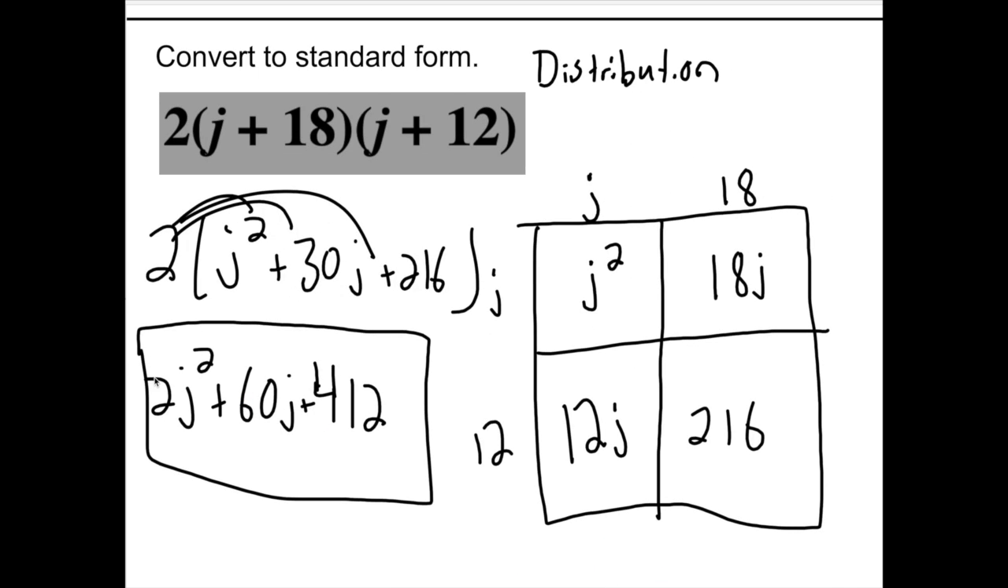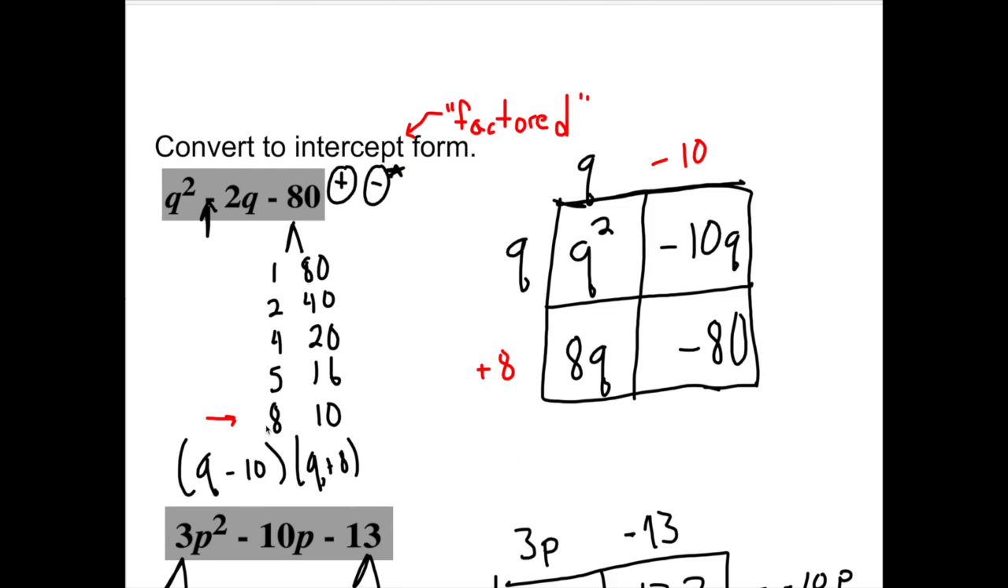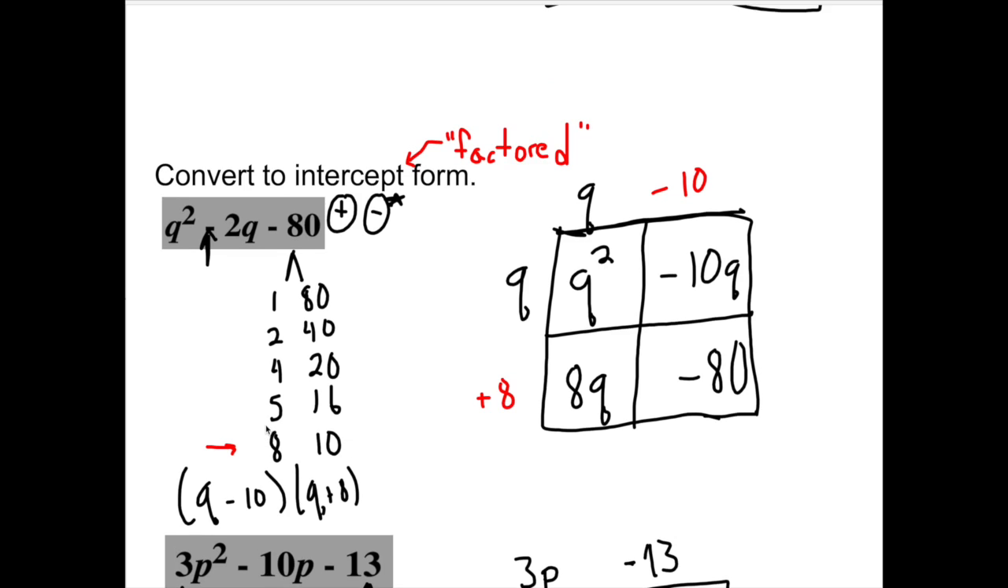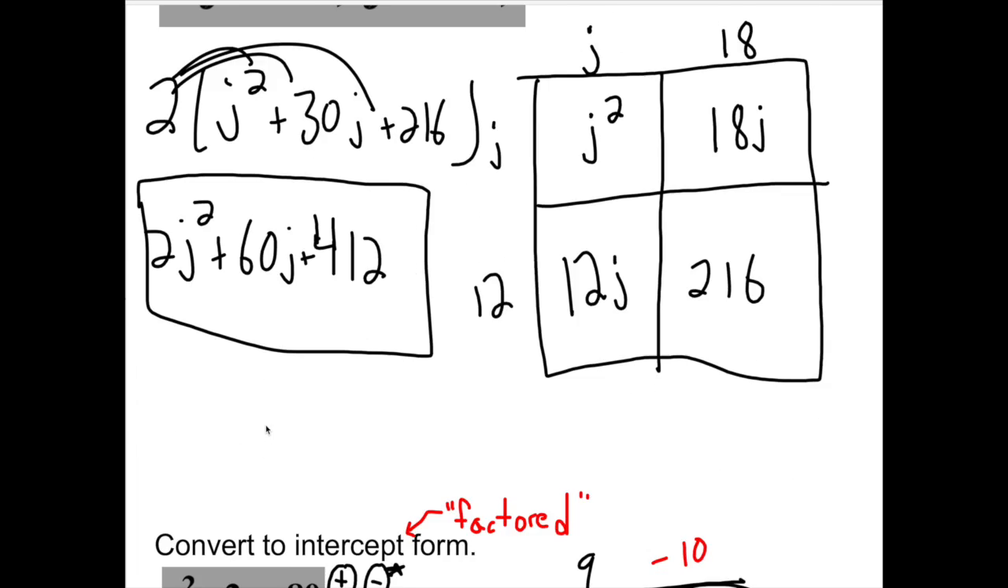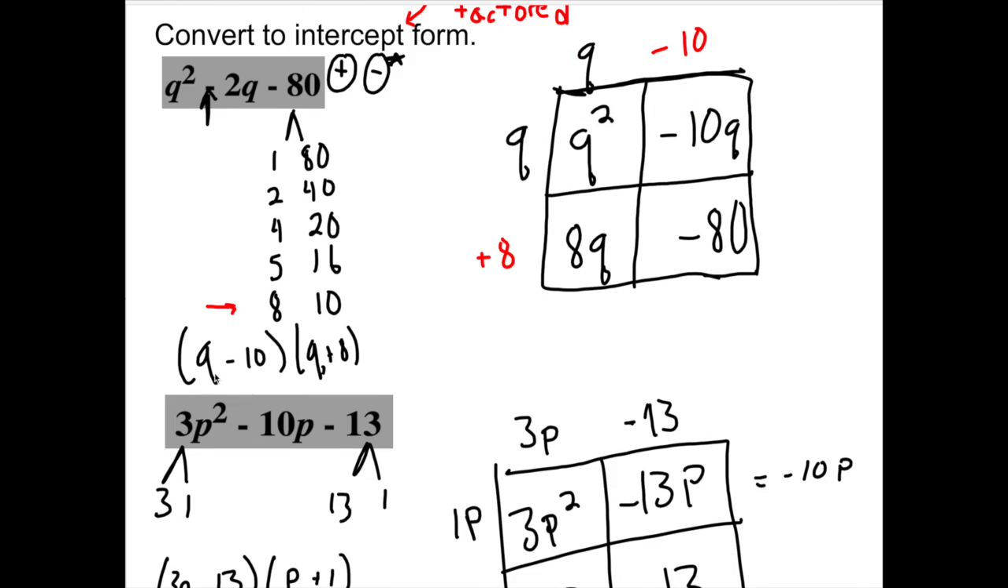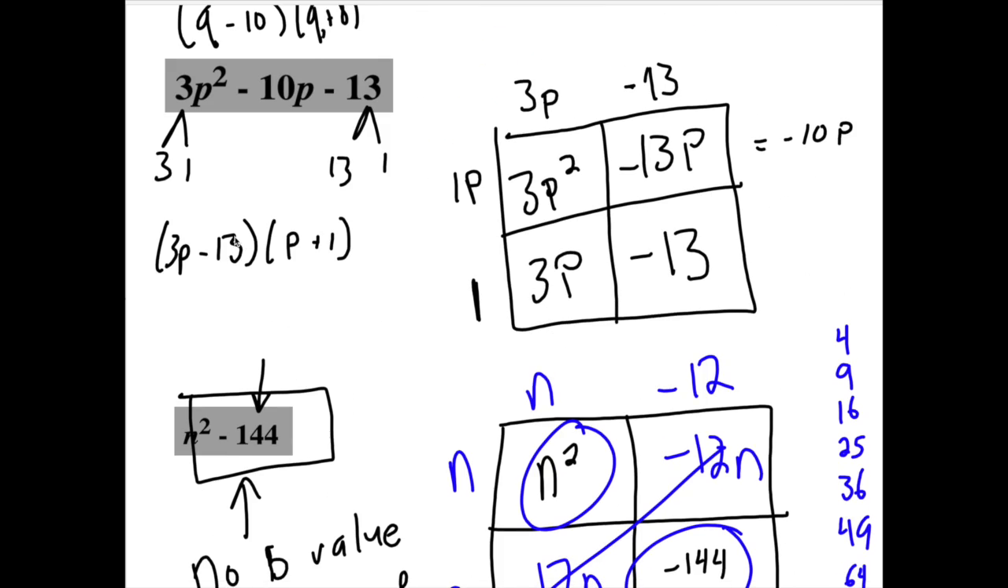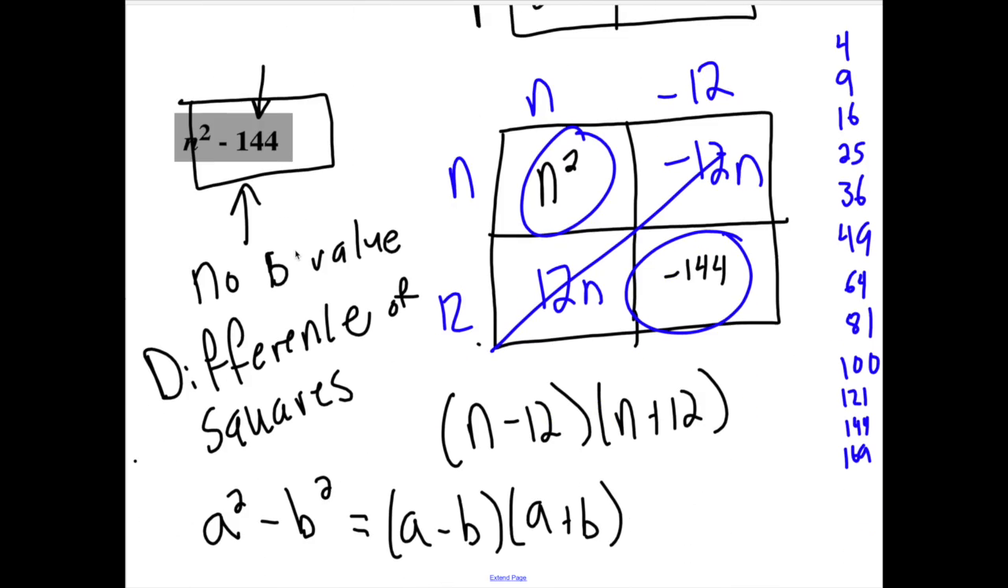So we have for the expansion 2j squared plus 60j plus 412. We have for the conversion q minus 10, q plus 8, 3p minus 13, p plus 1, and n minus 12, n plus 12.